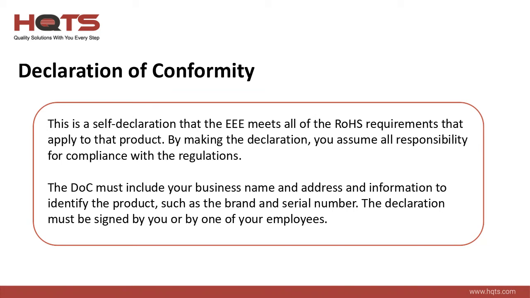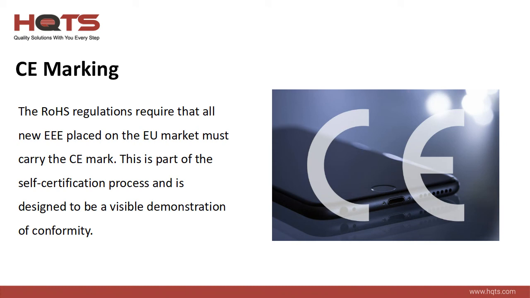RoHS regulations require that all new electrical and electronic equipment sold in the EU must have the CE mark. This is part of the self-certification process, and it's designed to be visible proof of conformity. The CE mark indicates compliance not only with RoHS, but with all EU legislation. By affixing the CE mark, you are essentially taking full responsibility for compliance with all these regulations that apply to your product. You are legally declaring your product is in full compliance with RoHS and that you have documentation to prove it.